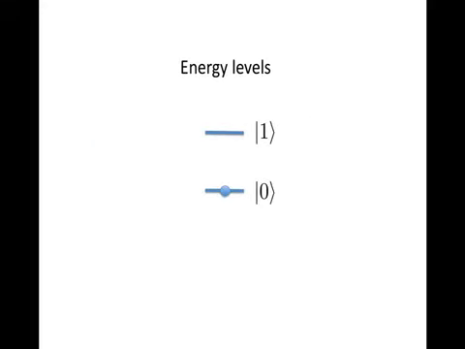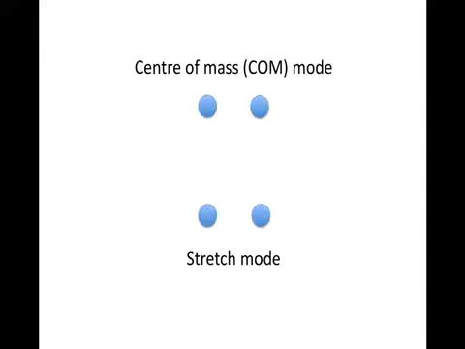The information can be manipulated via atom-laser interactions, performing what are called gates. In our paper, we consider an essential information manipulation step, a 2-qubit gate. This gate changes the information state of a second qubit conditionally on the state of the first. The qubits communicate through shared motional modes. For 2 qubits, we have the center of mass and stretch modes.